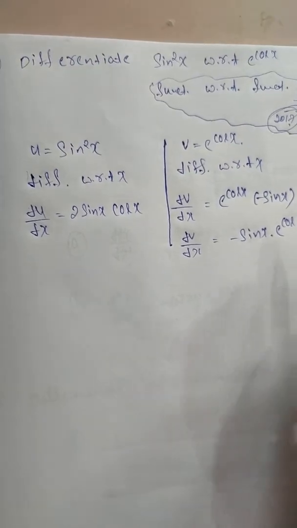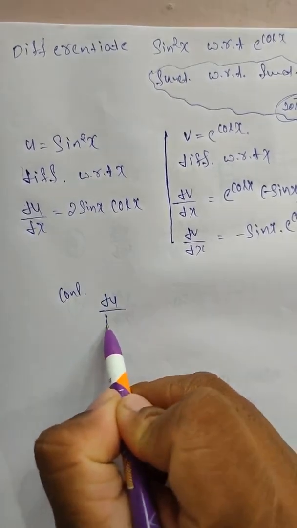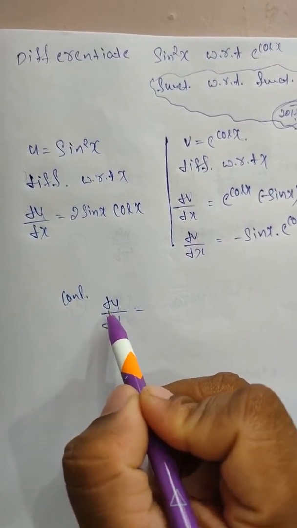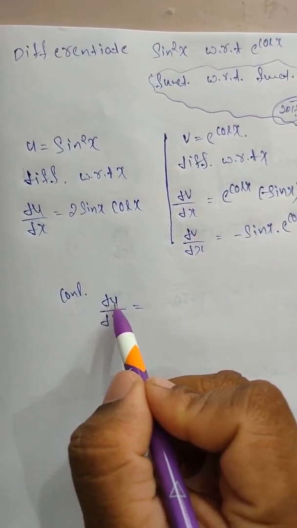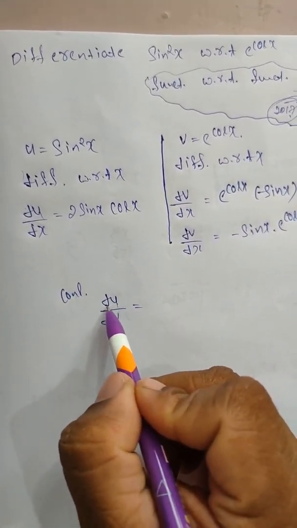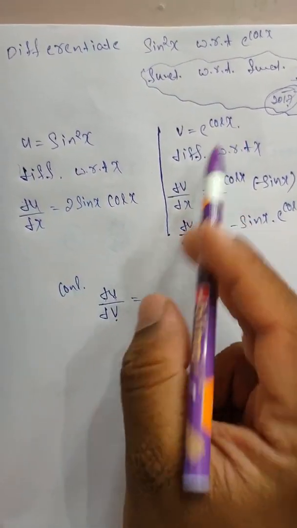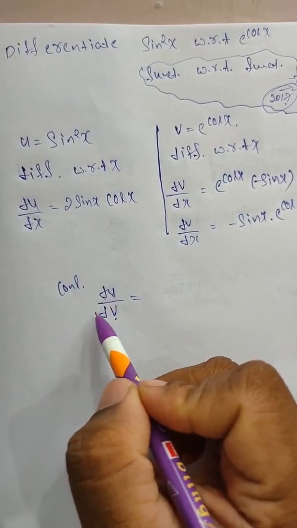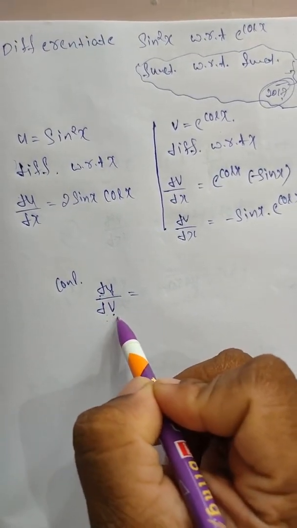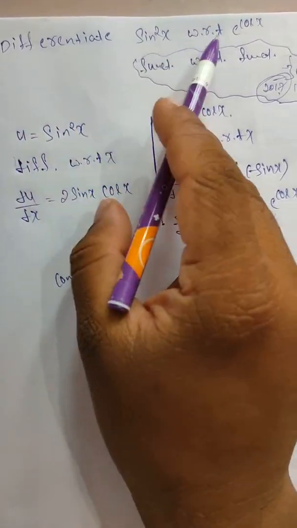Is it clear? Now consider du by dv. Here u is sin square x and v is e to the power of cos x. So let me read this one: differentiation of u with respect to v. What is the meaning of du by dv? Differentiation of u with respect to v. Now instead of u substitute sin square x, instead of v e to the power of cos x. Reread this equation: differentiation of sin square x with respect to e to the power of cos x. So what we are finding is that only, differentiate sin square x with respect to e to the power of cos x.